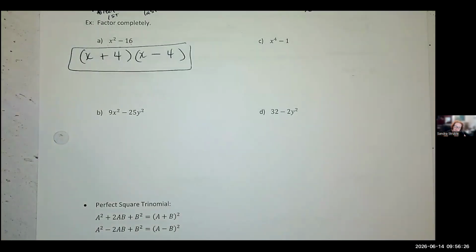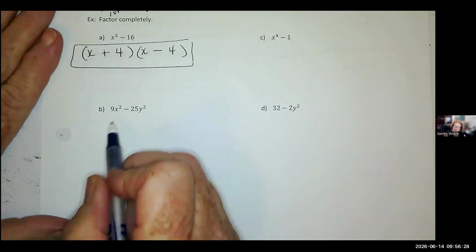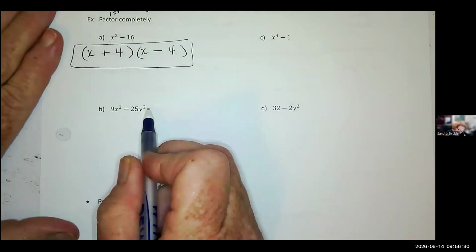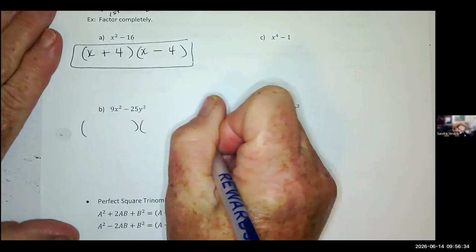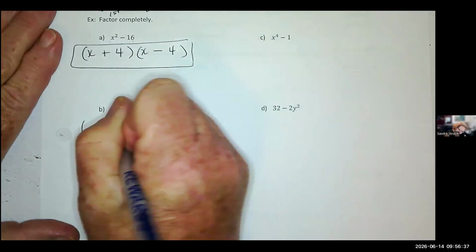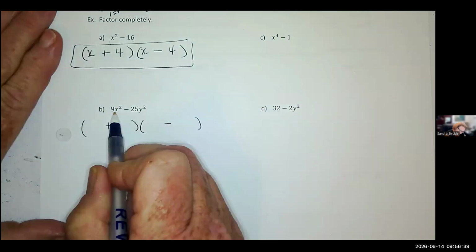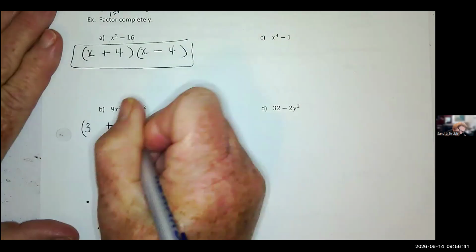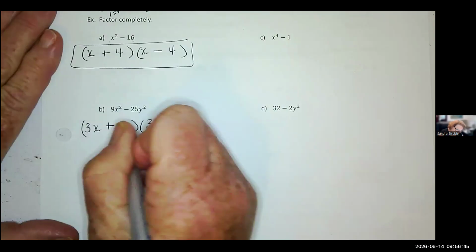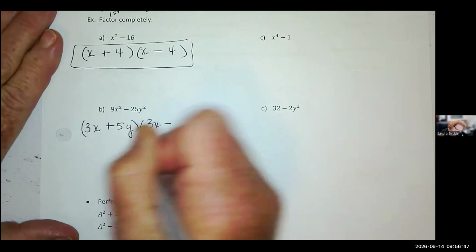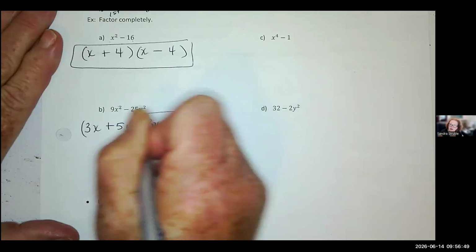So 9x squared minus 25y squared, they do not have anything in common. So I'm going to go at them because they are both perfect squares. The square root of 9 is 3. The square root of x squared is x. The square root of 25 is 5. The square root of y squared is y. And I am factored.